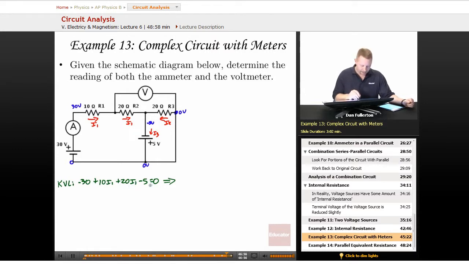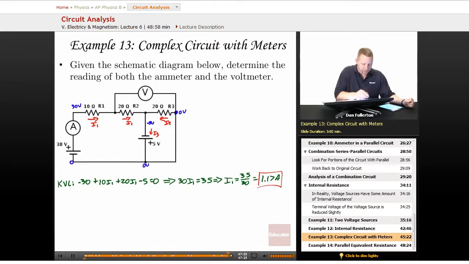What I can do then is a little bit of algebra here and say that I've got 30 I1 must equal 35. Therefore, I1 equals 35 over 30, or about 1.17 amps. I1 is what goes through the ammeter, so there's our first answer. All right, let's try and find the reading on the voltmeter.